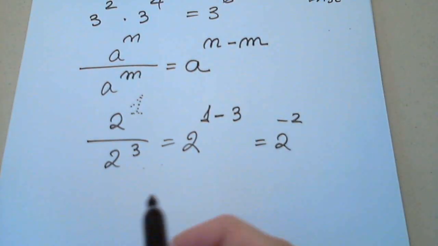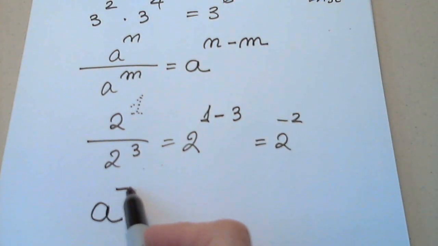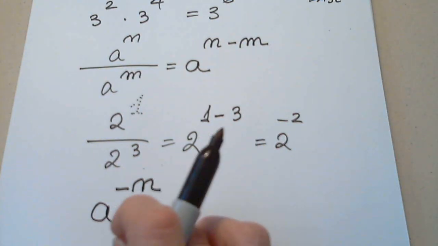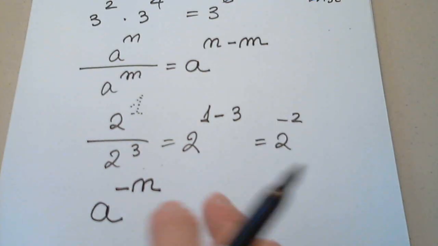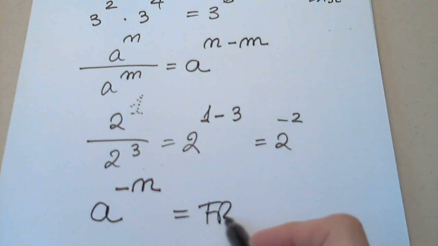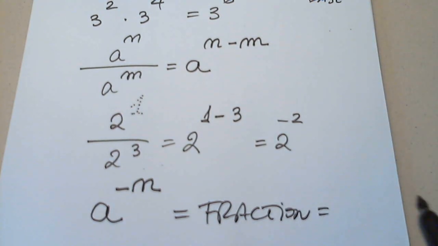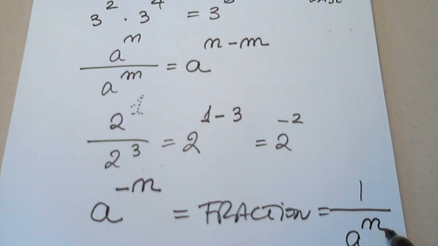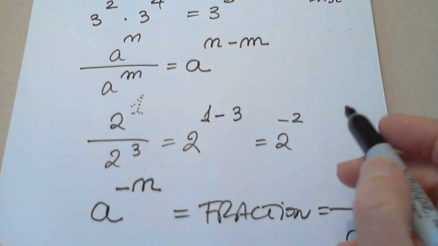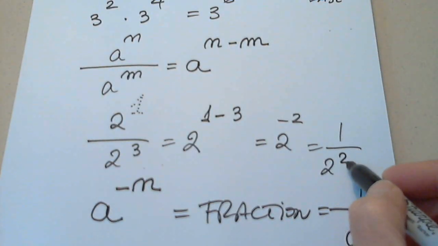What is it? When I have a base raised to a negative exponent, this does not mean a negative number. It's a fraction. And you can say a fraction? Yes. It's a notation that represents this. Notice that this is positive now. So 2 to -2 is 1 over 2 squared.